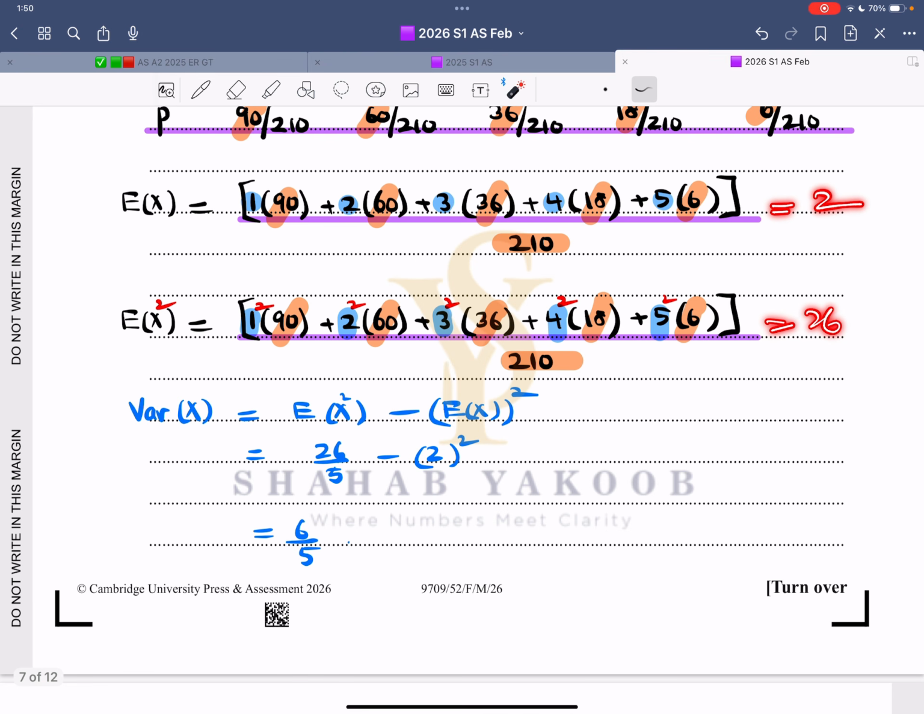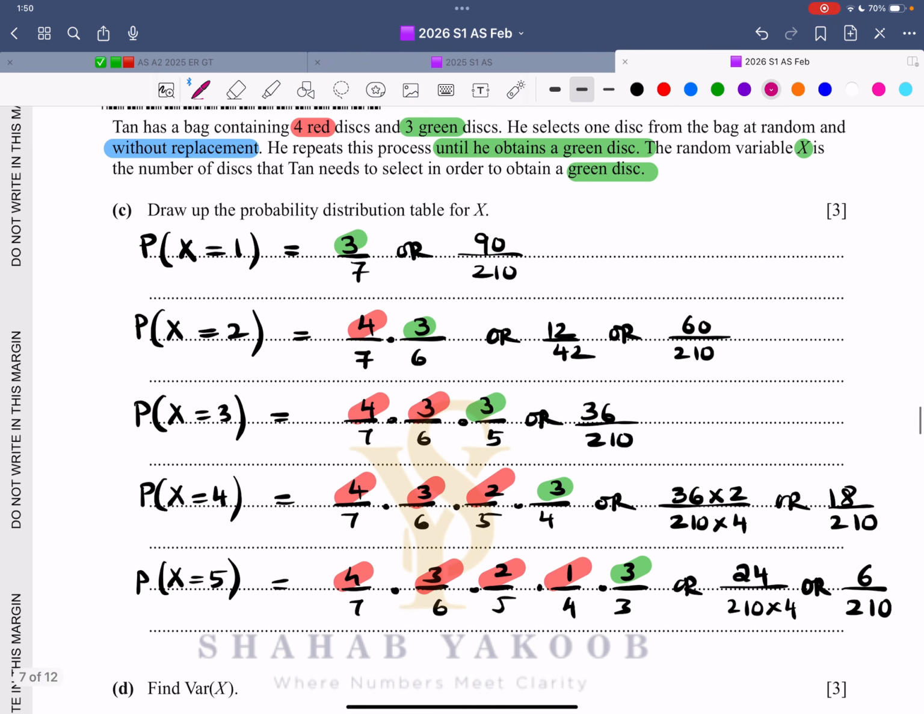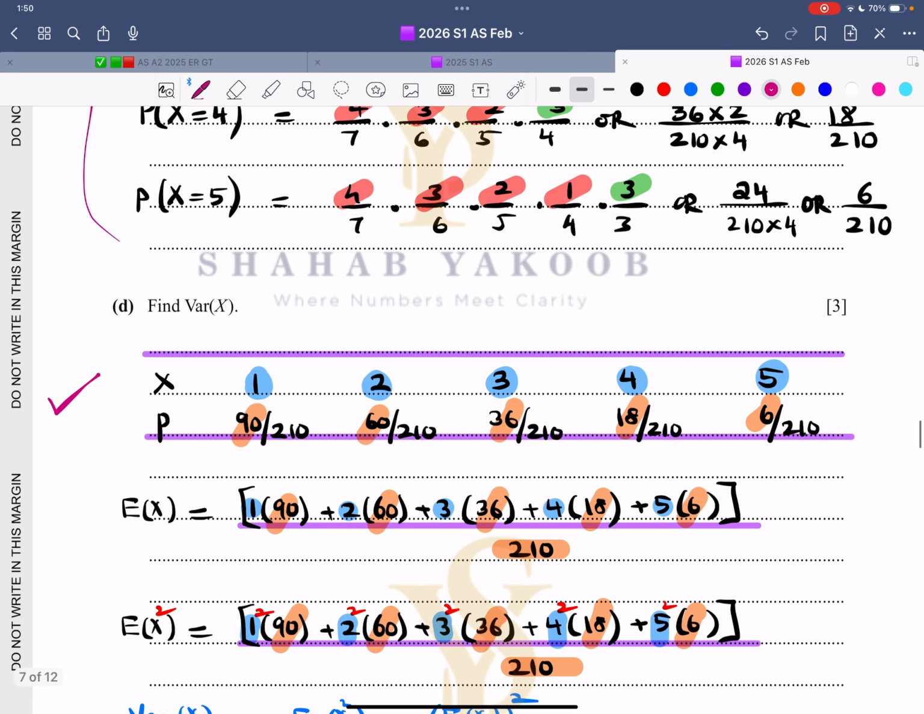This one is 26 over 5. So 26 over 5 minus 2 squared, 26 over 5 minus 4. And then we get the answer as 6 over 5. So again, this answer is exact. These answers were all exact.